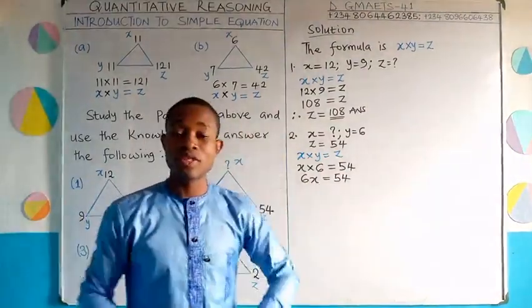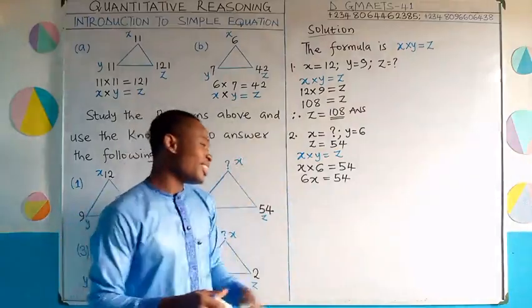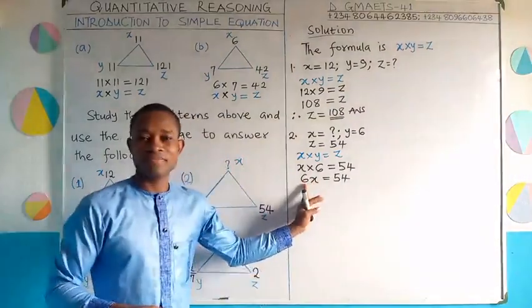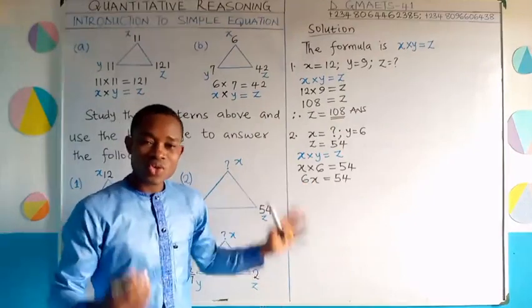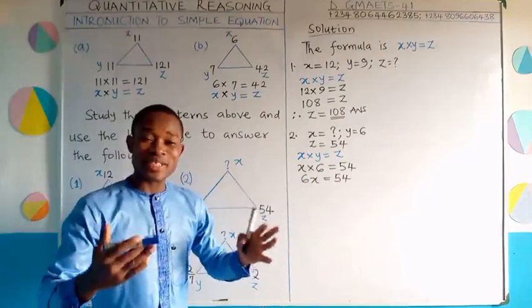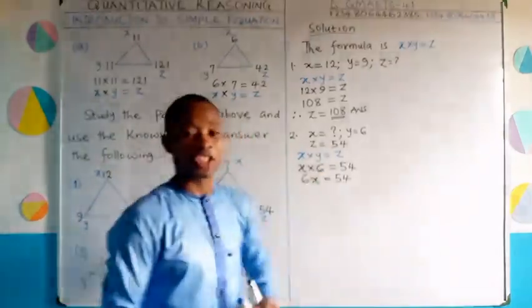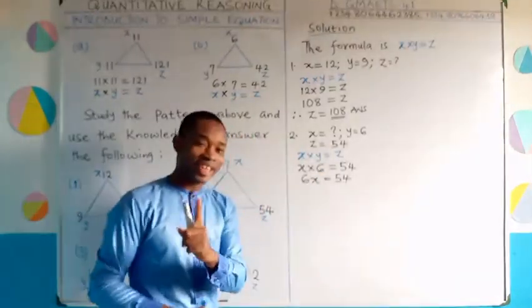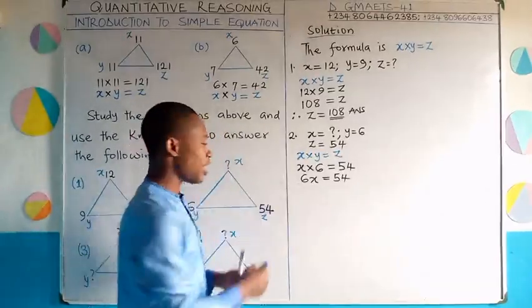I want to get x, which is the unknown. Did you notice that this x has a coefficient here? The coefficient is 6. That is 6 times x. And so, to make x the unknown stand alone, we need to divide both sides of the equation by the coefficient of the unknown. And once again, the coefficient of the unknown is 6, the number multiplying the unknown.